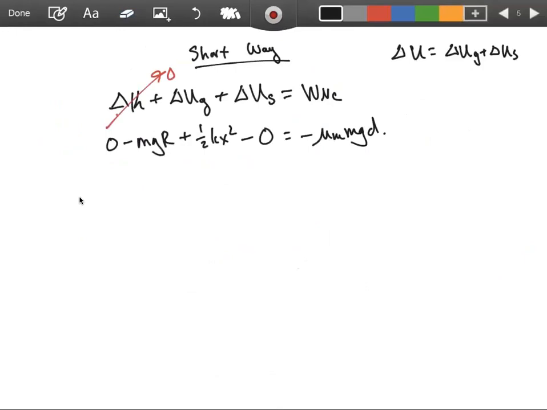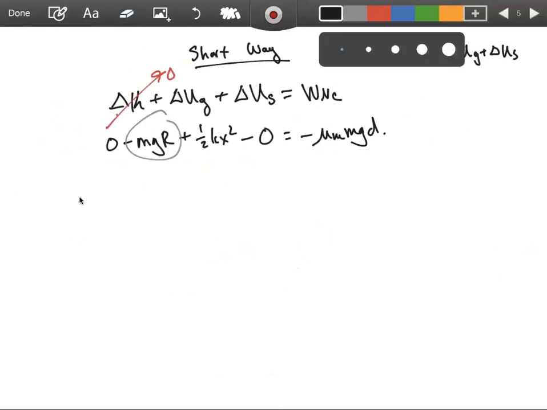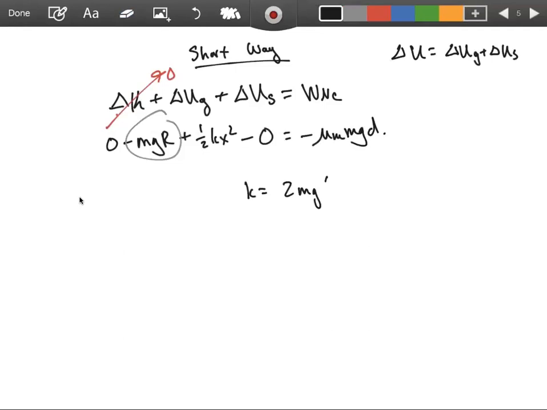Good. From all this, all we want is the spring constant. So I'm just going to add this term to both sides and then multiply by 2 and divide by x squared. So let's do that. Finally, k is going to be equal to 2mg, factoring out that mg, r minus mu sub k d, all divided by x squared. Plug in my numbers. What I should find in this case is this works out to be about 612.5 newtons per meter.